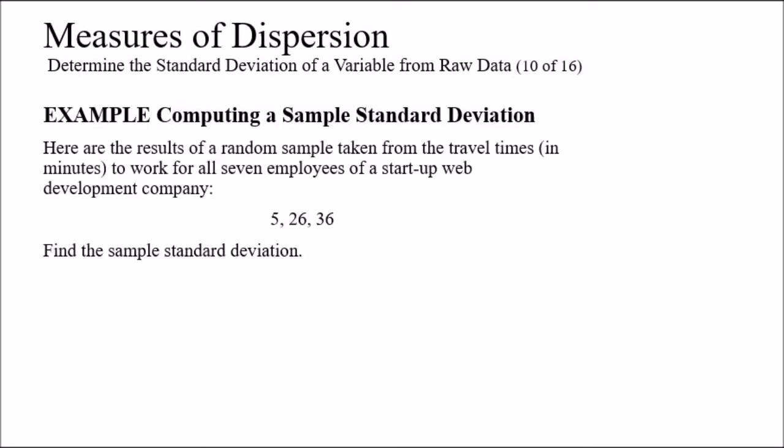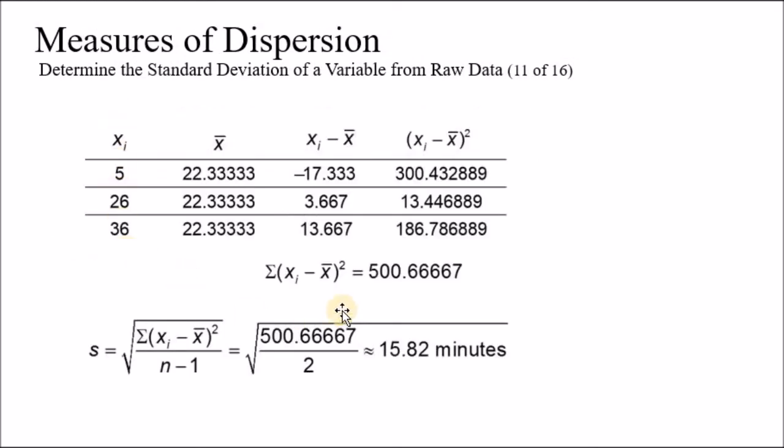Let's look at an example to find the sample standard deviation. From the previous example of the 7 employees at a startup web development company, we had a simple random sample of those numbers, 5, 26, and 36. I explained how to find a simple random sample using the random function on Excel. So do that. Your answer is going to be different from this one, but this is how it is done. So if we do that, we will end up with a different standard deviation, and that is totally normal because we just chose a sample instead of the entire population.